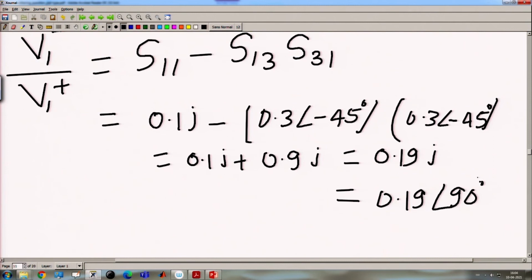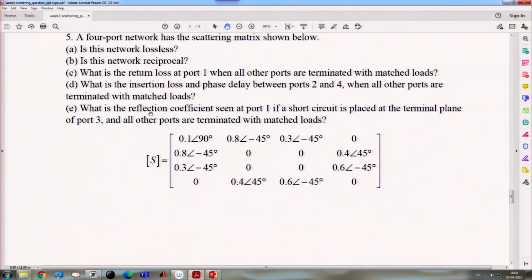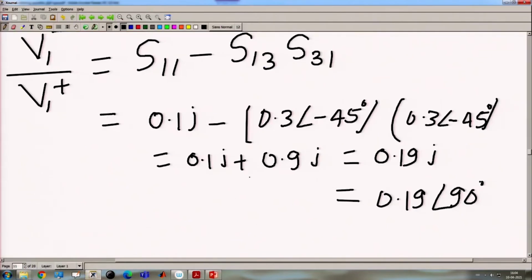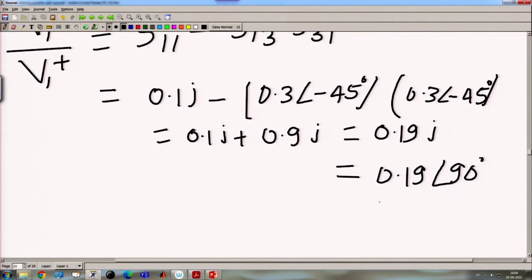So, this is the answer for the last part, the reflection coefficient seen at port 1 when port 3 is short circuit and other ports are terminated with match load. So, this will be the answer for the last part.